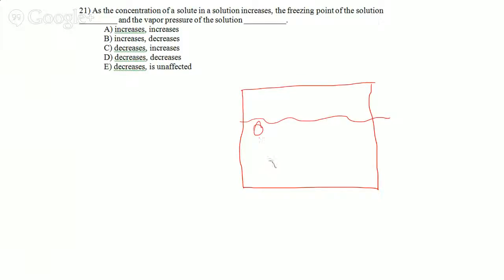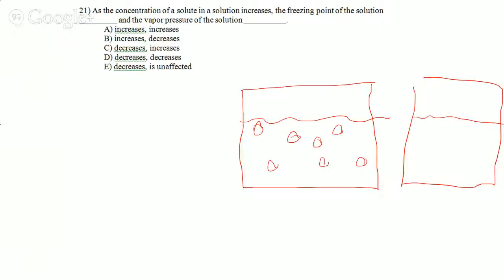21. As the concentration of a solute in a solution increases, the freezing point of the solution blank and the vapor pressure blank. All right, so going back to my model of what's going on, we have some particles in the liquid phase. If they were to freeze, they become really structured and organized, arranged nice and neat. And I'm not going to finish drawing that because you guys get it.